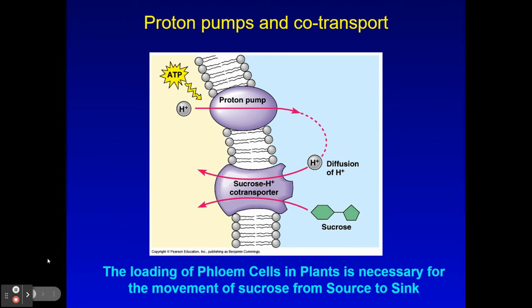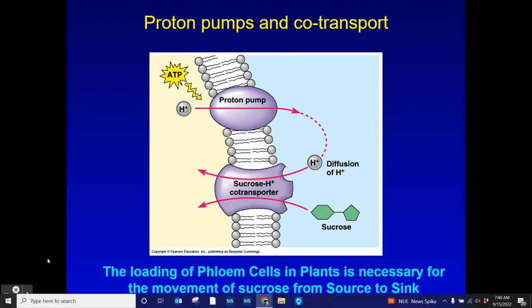What's a phloem cell? Phloem cells are transport tubes that transport sugars from areas where those sugars are produced to areas where they are stored. So where they're produced is called the source, and where they're stored is called the sink. And it's generally going against a concentration gradient.